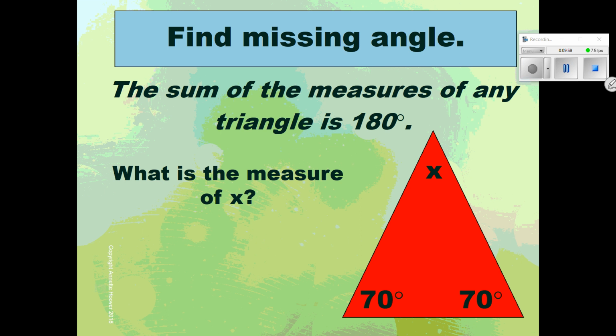This is an isosceles triangle. It gives you that these two down here are both 70. 70 plus 70 is 140. So what would the missing angle be? 180 minus 140 is 40 degrees. So you're going to use these properties to help you with your assignment today.